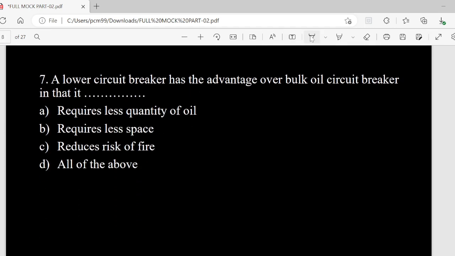Question number 7. A low oil circuit breaker has the advantage over a bulk oil circuit breaker in that it option A, requires less quantity of oil; option B, requires less space; option C, reduces risk of fire; and option D, all of the above.